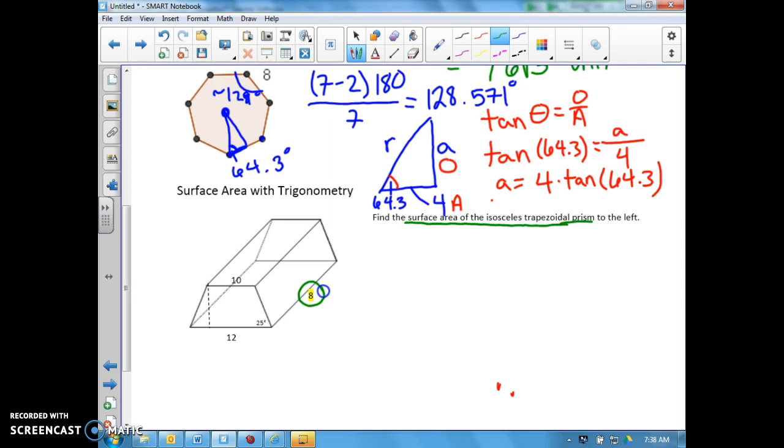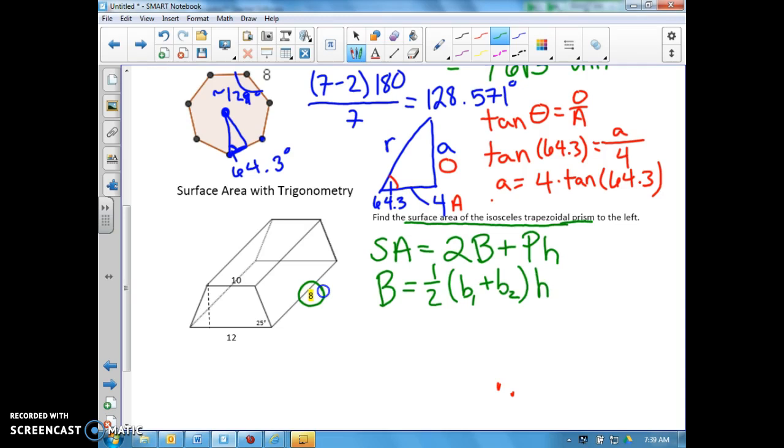So, things I know about the surface area. My surface area formula, which again I could get off of my formula sheet, is equal to 2B plus perimeter times h, where my base is a trapezoid. Area of a trapezoid is 1/2 base 1 plus base 2 times the height of the trapezoid. Notice that's different than the height of the main object. And the perimeter of my base is going to be all the sides added together.